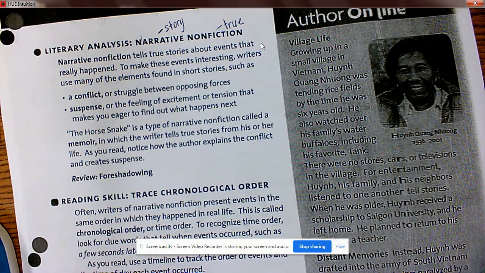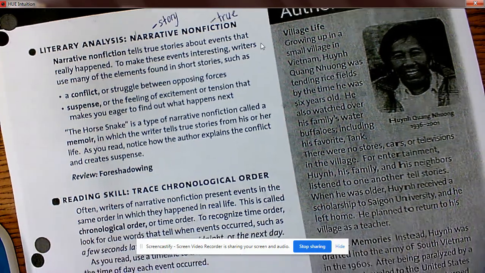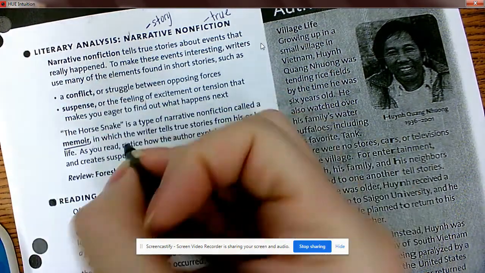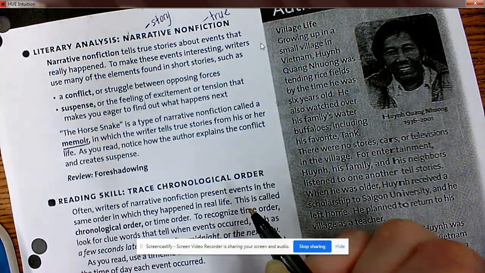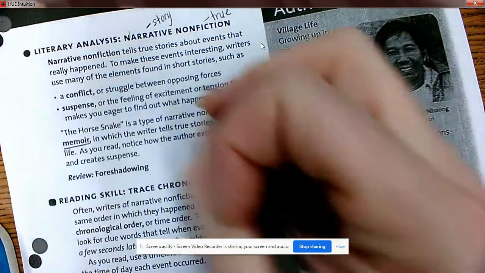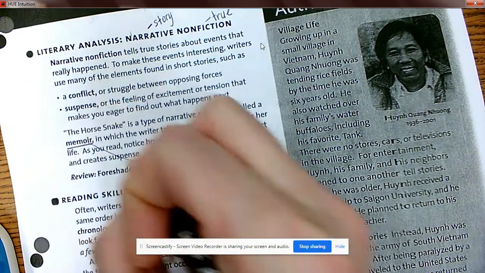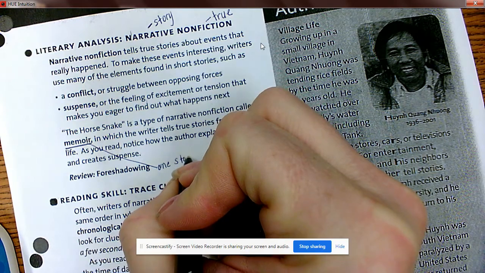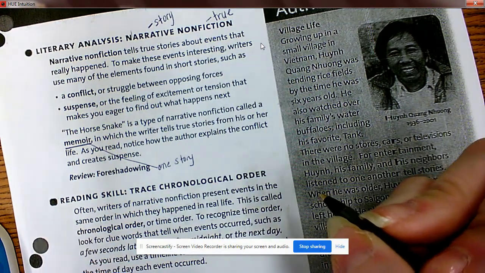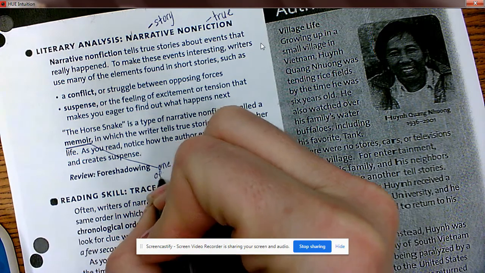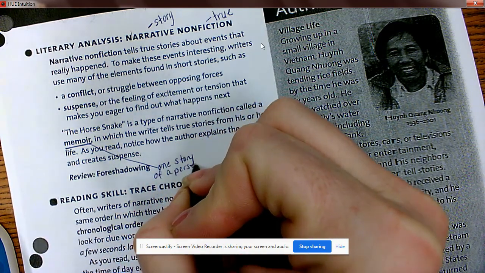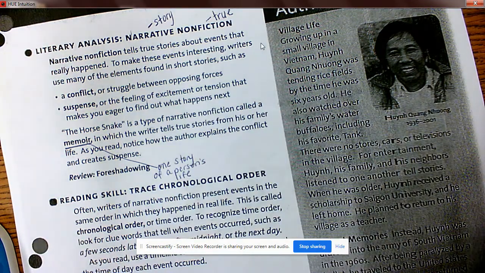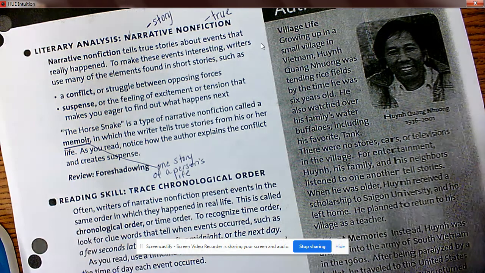The horse snake is a type of narrative nonfiction called a memoir. I think that we've talked about memoirs before. A memoir is one in which the writer tells true stories from his or her life. So the memoir, it's not the whole story, but it's one story of a person's life. And I'm writing this just because this is active reading. This is what I do when I read, because I want to remember this one story of a person's life. As you read, notice how the author explains the conflict and creates suspense.